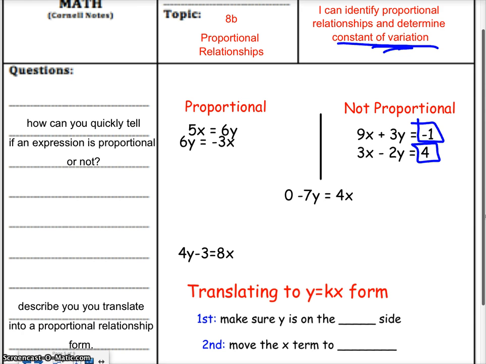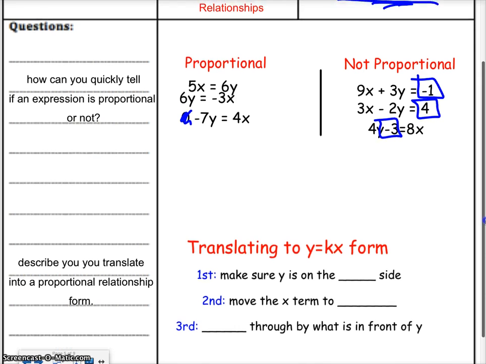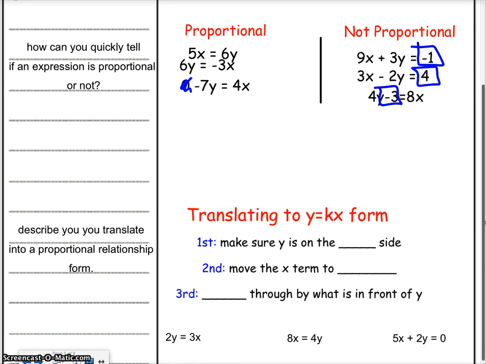0 minus 7y equals 4x. Yes. And how do you know? 0 has no value. Because 0 cancels out, and you are left with just that x and y. Okay? 4y minus 3 equals 8x, yes or no? No, because of the -3. That is fun to do. As far as rigor level, it's pretty low on the totem pole because you're just identifying. You're just saying yes or no to something.